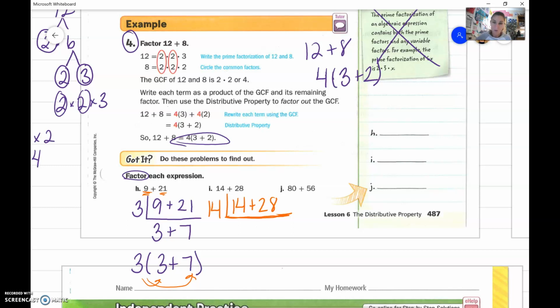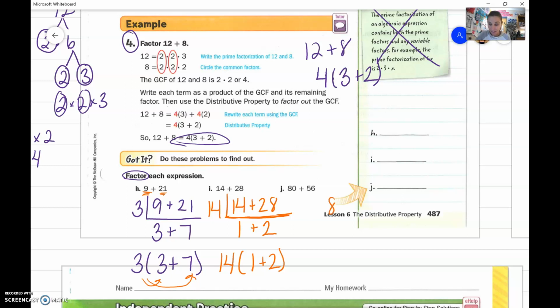I know that it is 14. So 14 times 1 gives me 14, and 14 times 2 gives me 28, which means I'm left with 14. Bring this down here, and then in parentheses, what is left over? 1 plus 2.